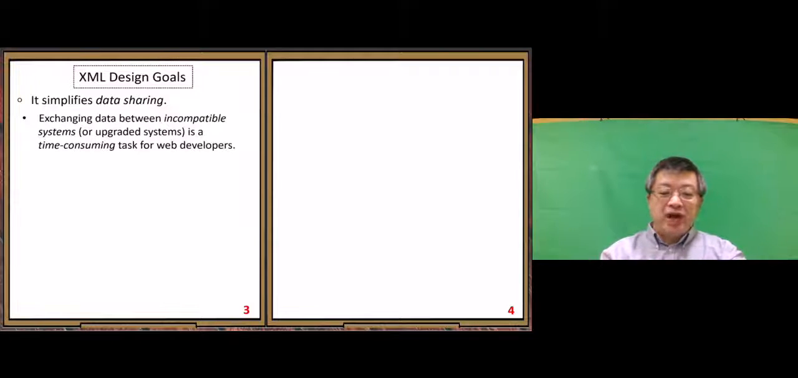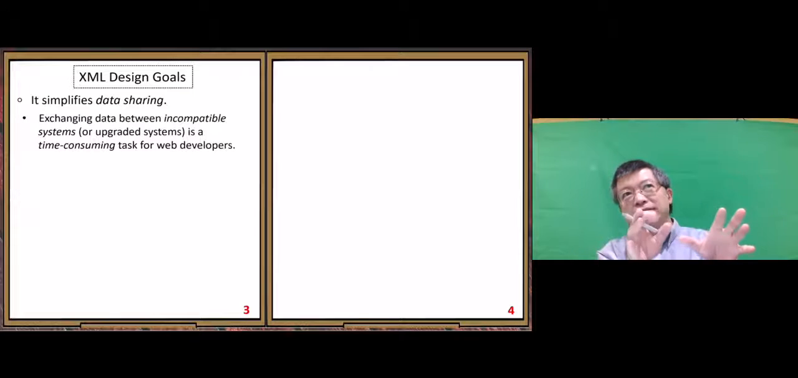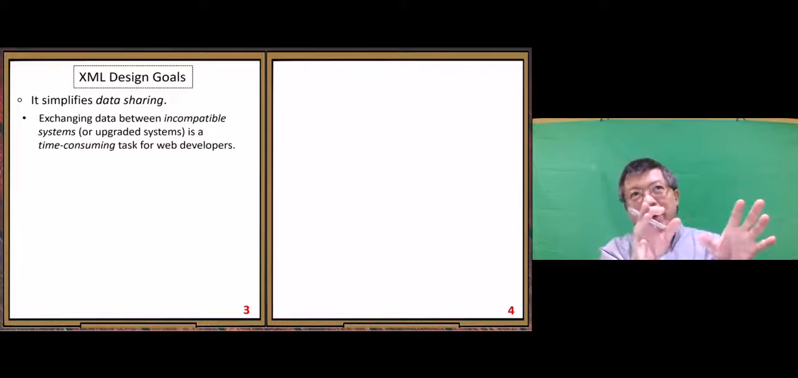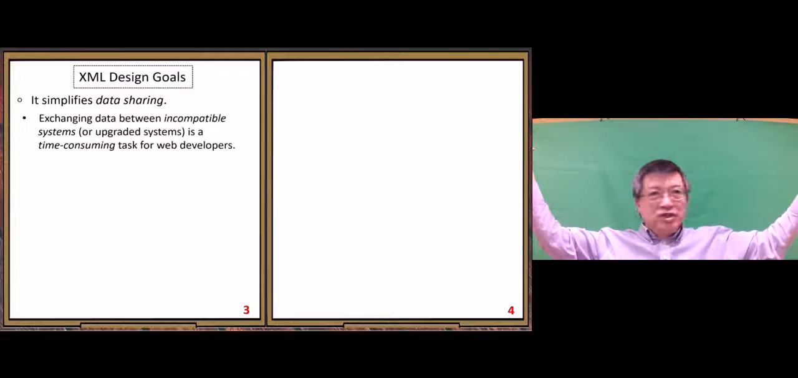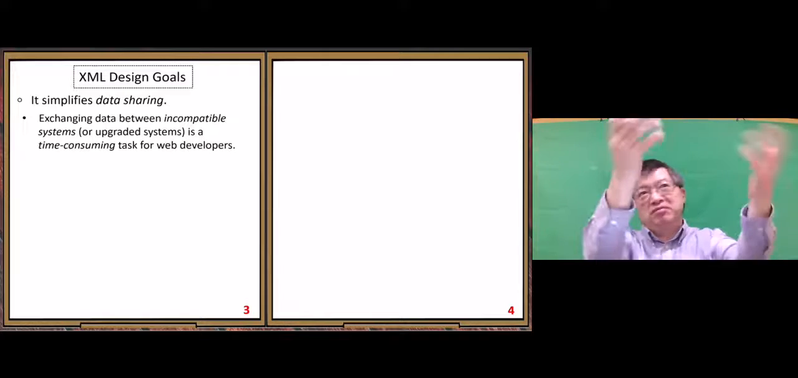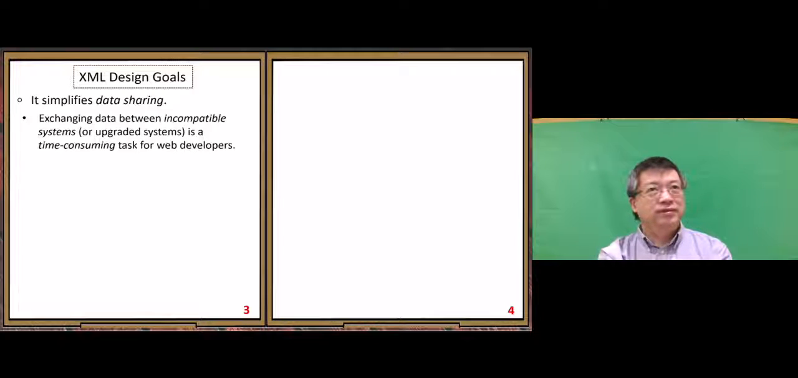So, a time-consuming task for web developers. So they want to create it this way. If we use this way, no matter what system you use, you can always do the communication. That looks really nice. But can they achieve this goal, or how well do they achieve this goal? Later, when we learn more and more, we can say something about it.